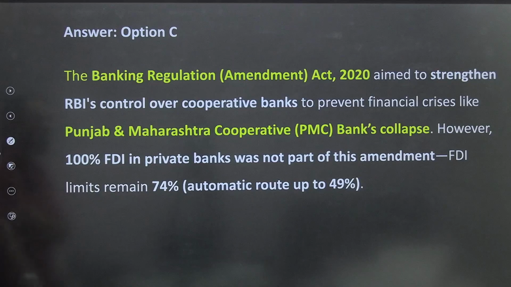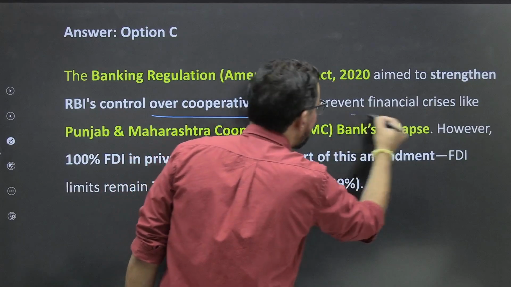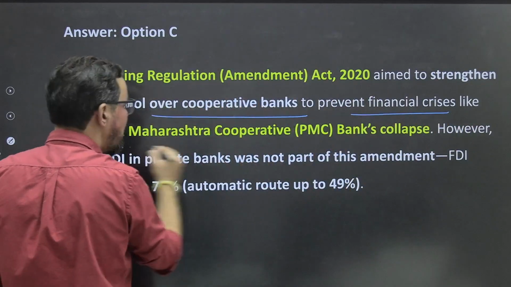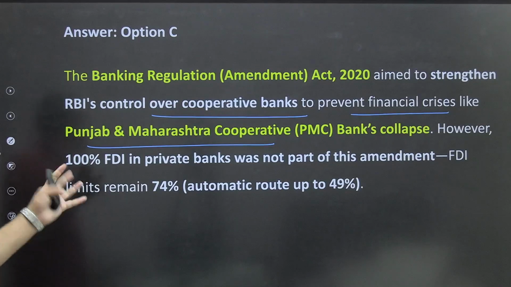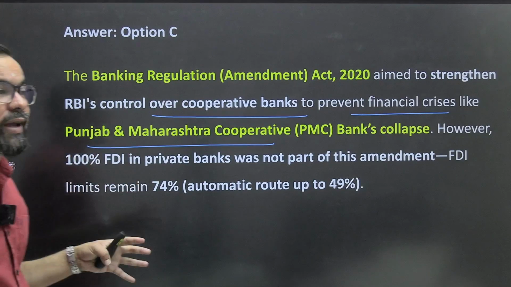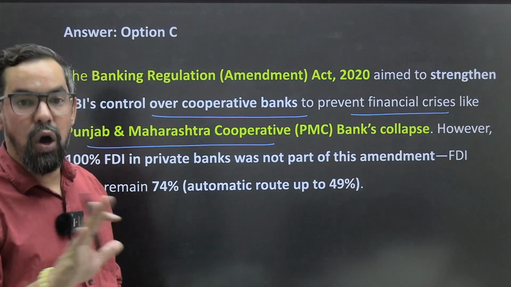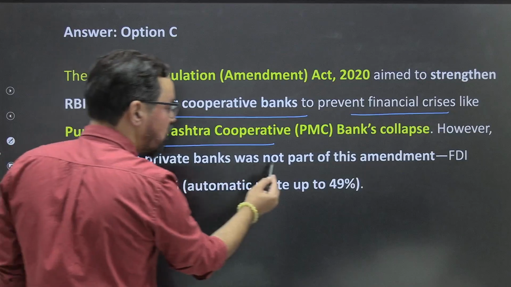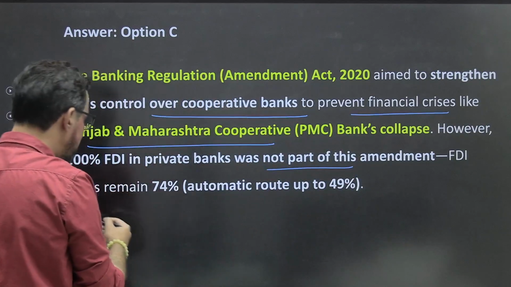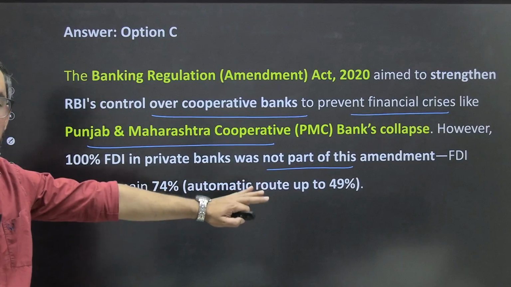The Banking Regulation Amendment Act 2020 aimed to strengthen RBI control over cooperative banks to prevent financial crises like the Punjab and Maharashtra cooperative bank collapse, PMC बहुत ज्यादा न्यूज में आपका था. एंड इवन लाइक इन पास्ट 2 years देयर आर नंबर ऑफ बैंक्स जहां पे आरबीआई ने उनके ऑपरेशन को सीज किया है. हाउएवर 100% private banks was not part of this particular amendment. The limit remains 74%. Automatic it is up to 49%.